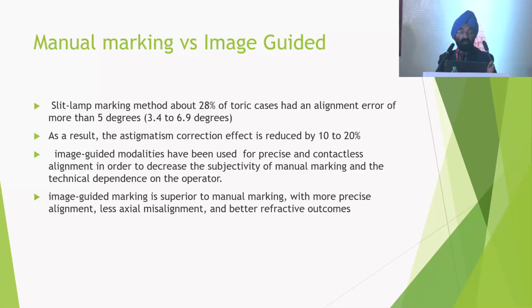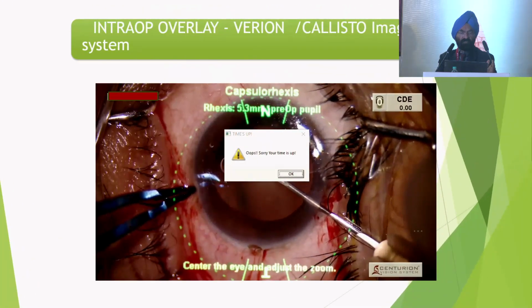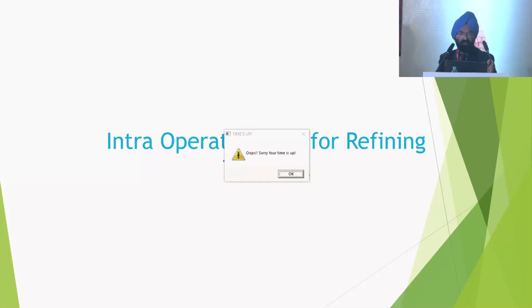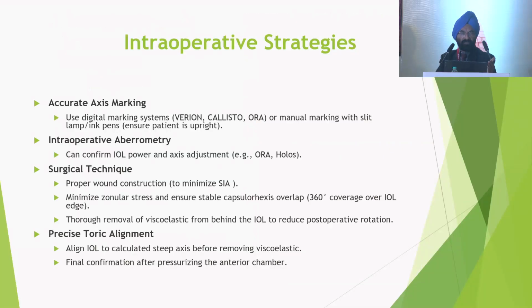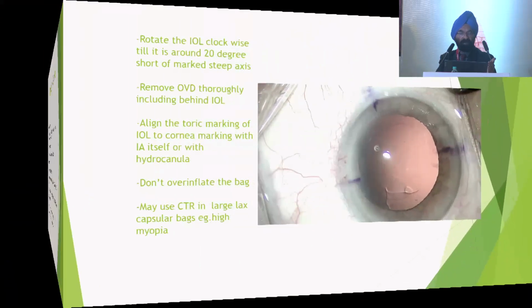It was found that with the slit lamp marking method, about 28% of toric cases had an alignment error of more than 5 degrees. So image guided method definitely helps, but if you don't have it, you can still practice your toric IOLs by refining the accuracy with practice. So this is intraoperative overlay and display. What you can do is display the toric IOL printout in the OT with the steep axis. The cornea should be dry at the time of marking, and an adequate rhexis size with 1 millimeter overlap is needed. So these are intraoperative strategies which should be practiced.